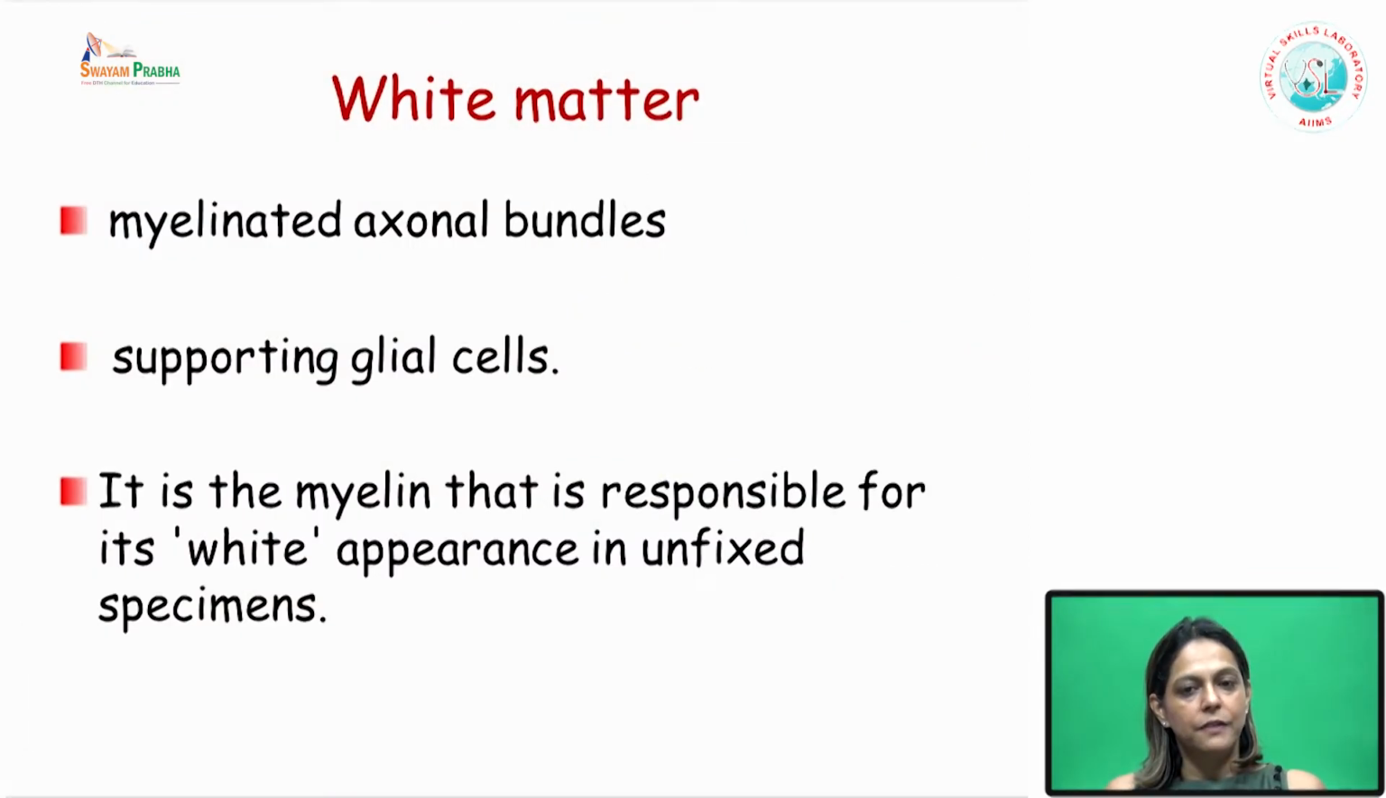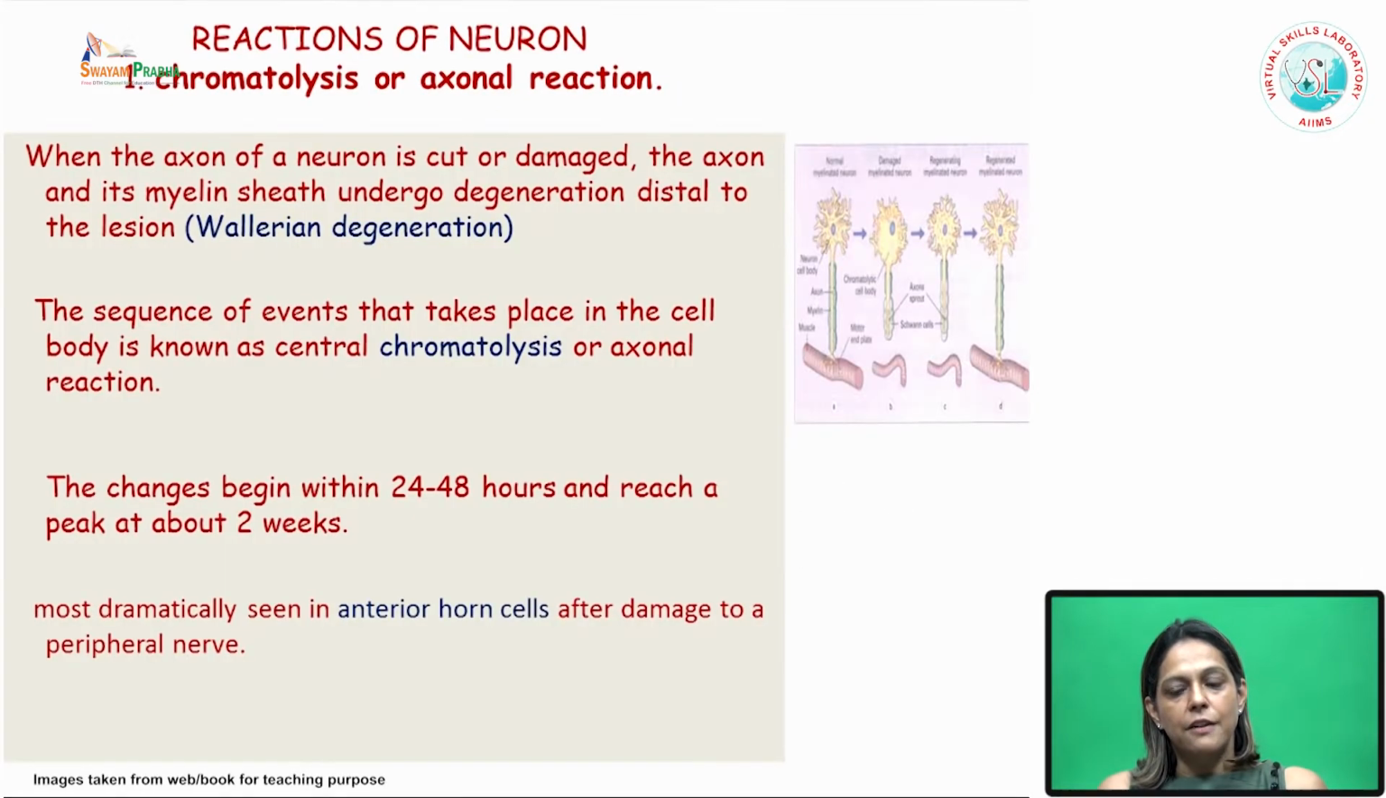White matter is primarily comprised of myelinated axon bundles and the supporting glial cells, primarily astrocytes and oligodendroglial cells. And it is the myelin which is responsible for the white appearance of the white matter. Neurons are very, very sensitive, and once a neuron dies, it can never be replenished. Like in liver parenchyma, if you have some destruction of liver cells, they can revive. Our skin can revive, but neurons can never revive. So if a neuron dies, it dies forever. And neurons are very, very sensitive to injury.